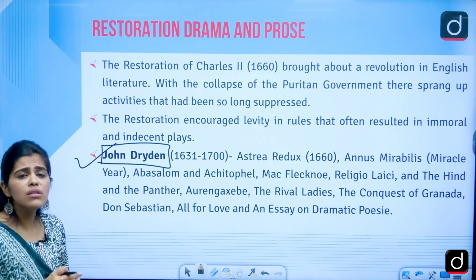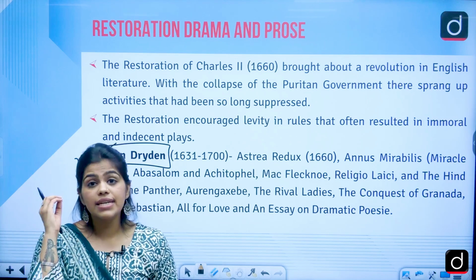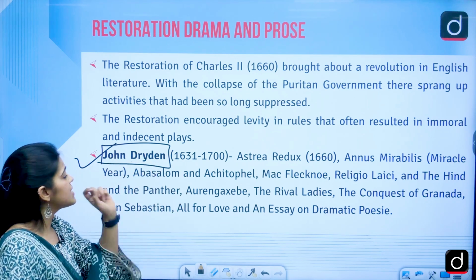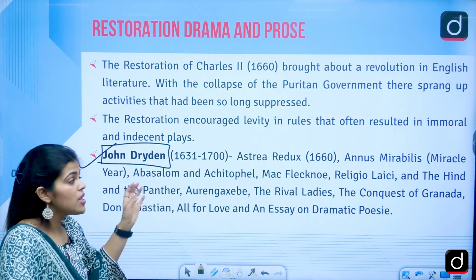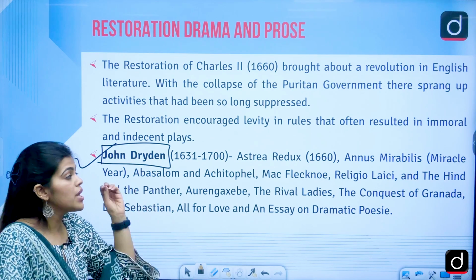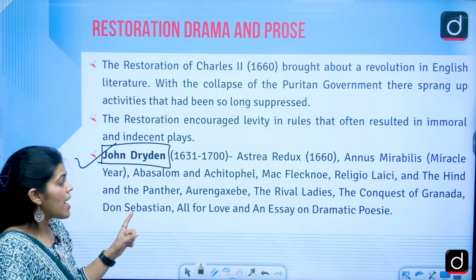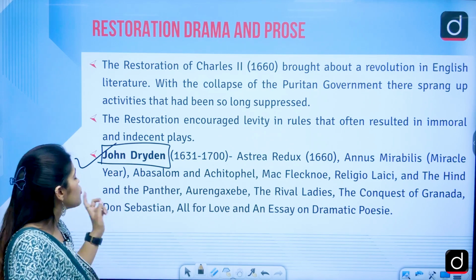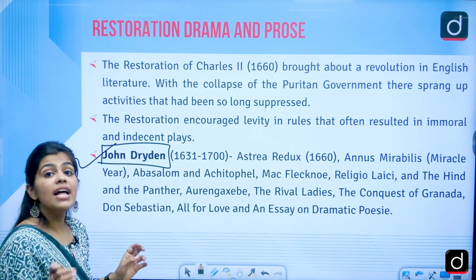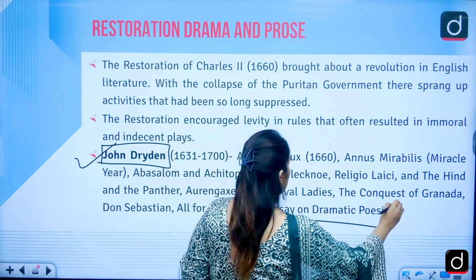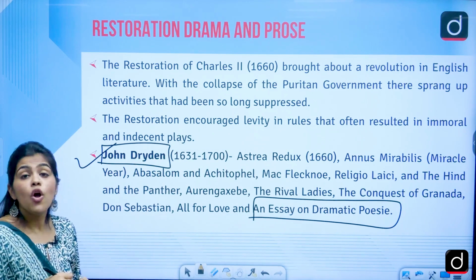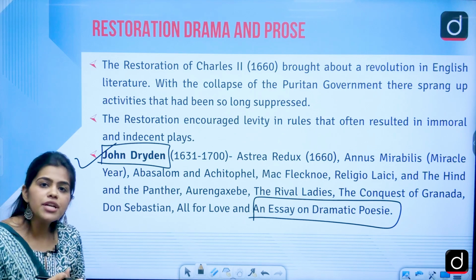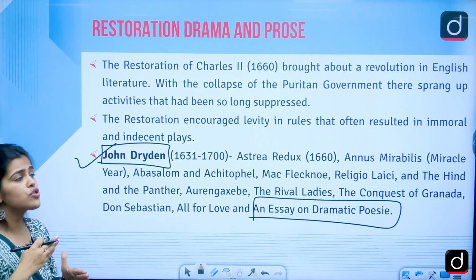So we will be studying John Dryden. We'll be studying all the texts in greater detail, because all of them are very, very important: Astraea Redux, Annus Mirabilis, Absalom and Achitophel, Mac Flecknoe, Religio Laici, The Hind and the Panther, Aureng-Zebe, The Rival Ladies, The Conquest of Granada, Sir Martin Mar-all, All for Love, and the very important essay, An Essay of Dramatic Poesy.